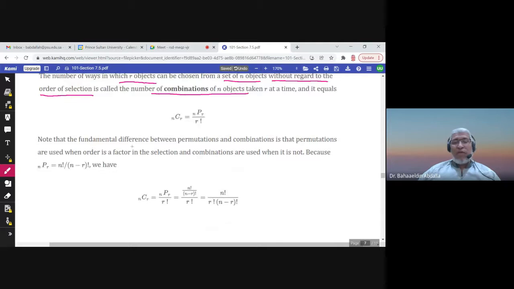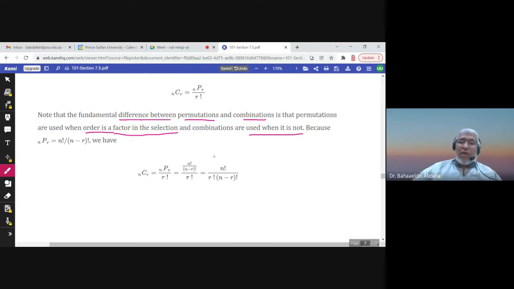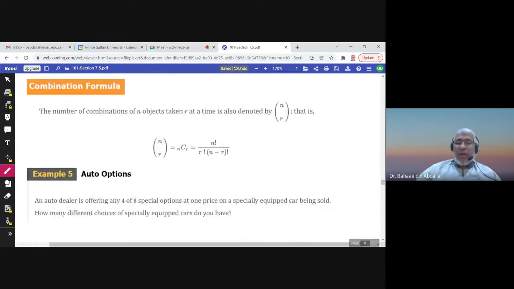This is the fundamental difference between permutations and combinations. Permutations are used when order is important. Combinations are used when it is not. We can write another definition for NCR. Remember, NPR is n factorial over n minus r factorial. So NCR is n factorial over r factorial times n minus r factorial, and it is also a button in the calculator. You can use it to evaluate NCR. It's above the division symbol.